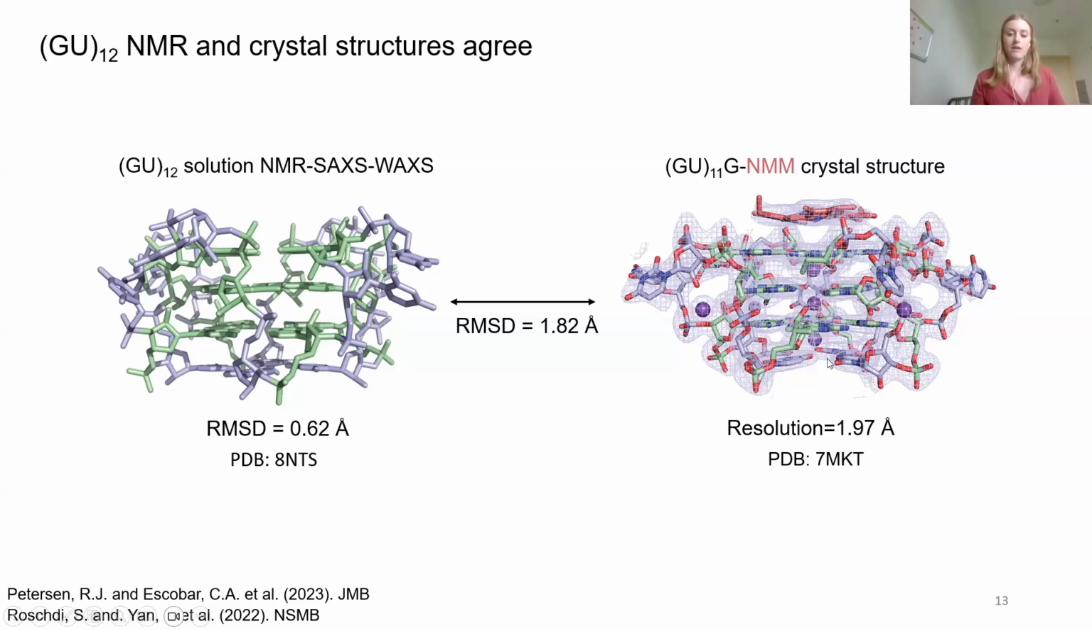The crystal structure does have a slight advantage, though, of being able to see those potassium ions bound within the center of the quadruplex, where we aren't able to see them in the solution structure. But the good news is all other structural features within these two models more or less agree with one another. And so going forward, I'm going to just focus on the NMR structure, the solution structure, because that's the structure that I actually determined and worked on. But know that everything I tell you about the structure going forward is also true for the crystal structure.